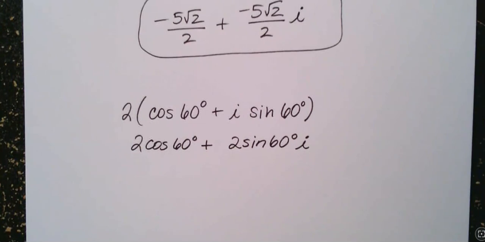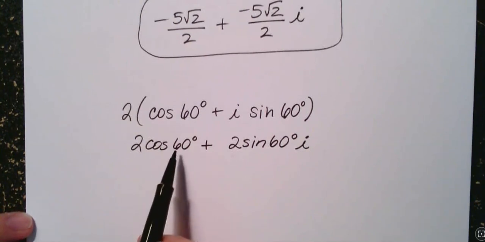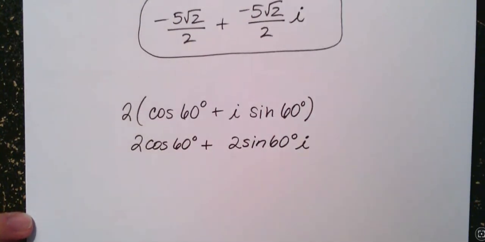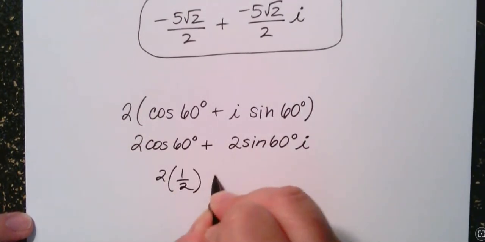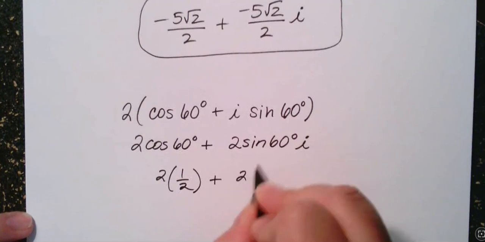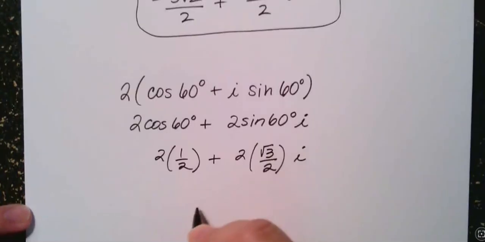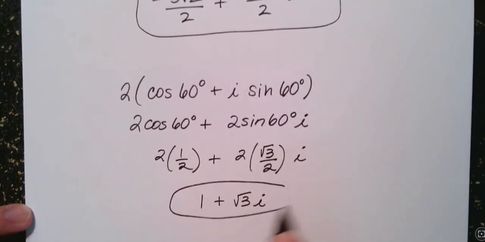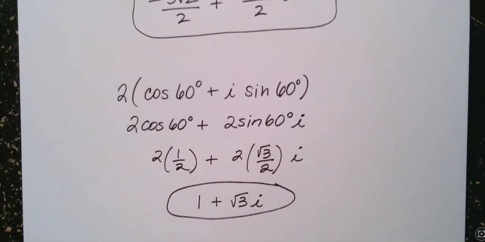Okay, more barking dog drama. So again, at this point, all we have to do is just calculate this. Just go ahead and simplify this. The cosine of 60 is 1/2, so 2 times 1/2. And the sine of 60 is root 3 over 2, so that. And we have 1 plus root 3 i. And that is my polar number in rectangular form.